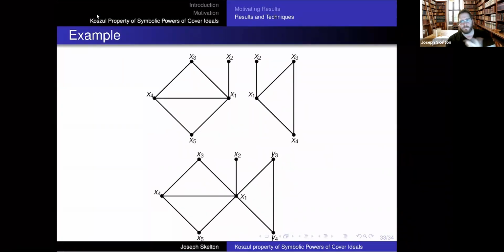So what does that look like? How does that work? You get... well, my brain just stopped working. Okay.